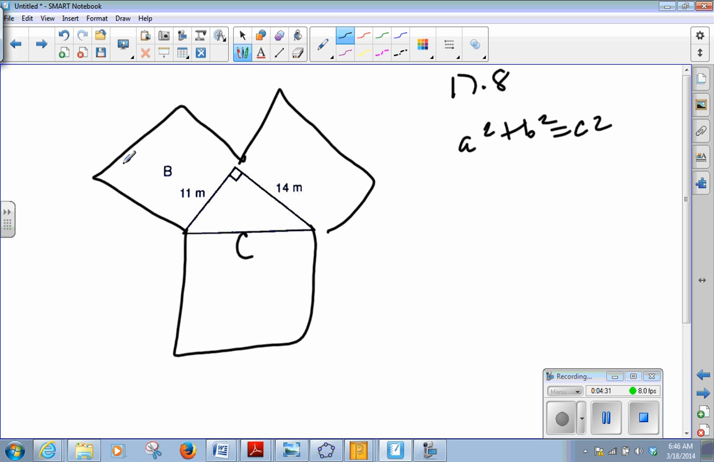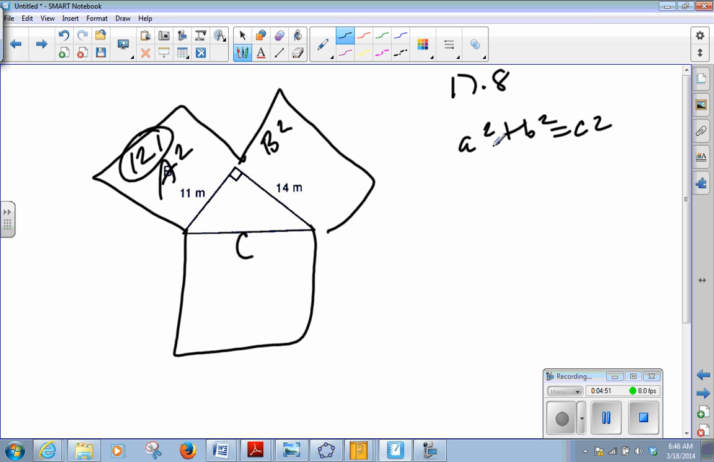So I'm going to square 11. 11 times 11, of course, is 121. So this is, I'm going to call this a. So a squared is 121. I'm going to call this one, again, it doesn't matter which one you call a squared and which one you call b squared.